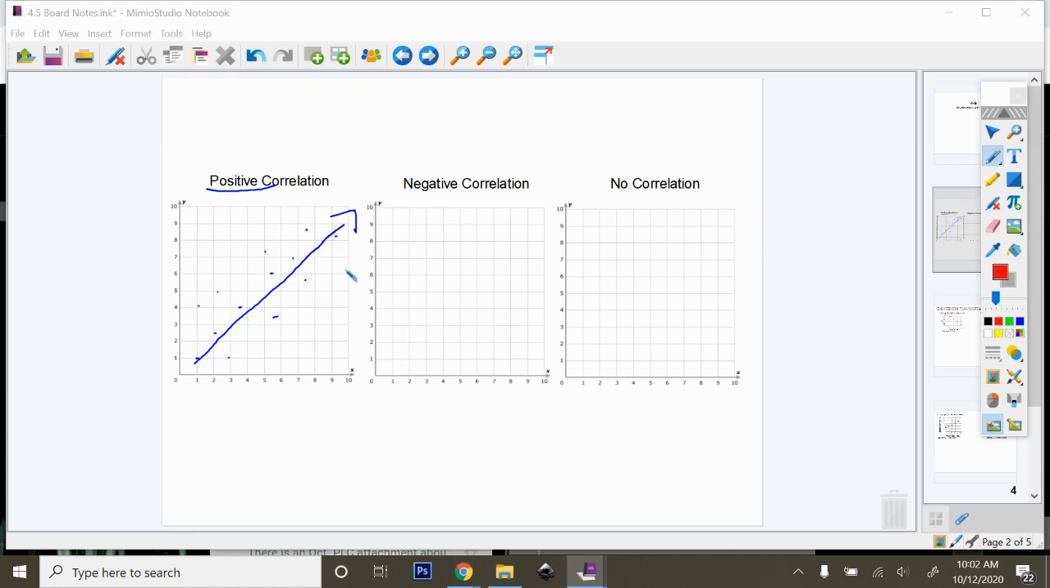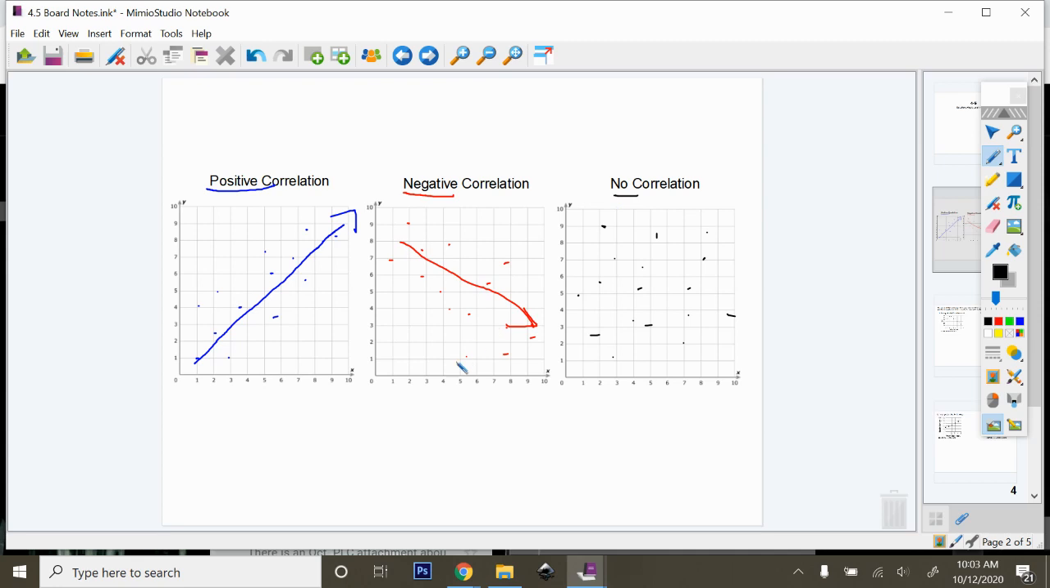Negative correlation is the opposite. So again, it's going to be a scatter plot. There's going to be random dots. But we should notice that this line goes downhill like this. As it goes downhill, that is a negative correlation because we're going down with the dots. No correlation simply means that the dots are all over the place and I can't really tell what this pattern is. I can't say they're going up or they're going down.